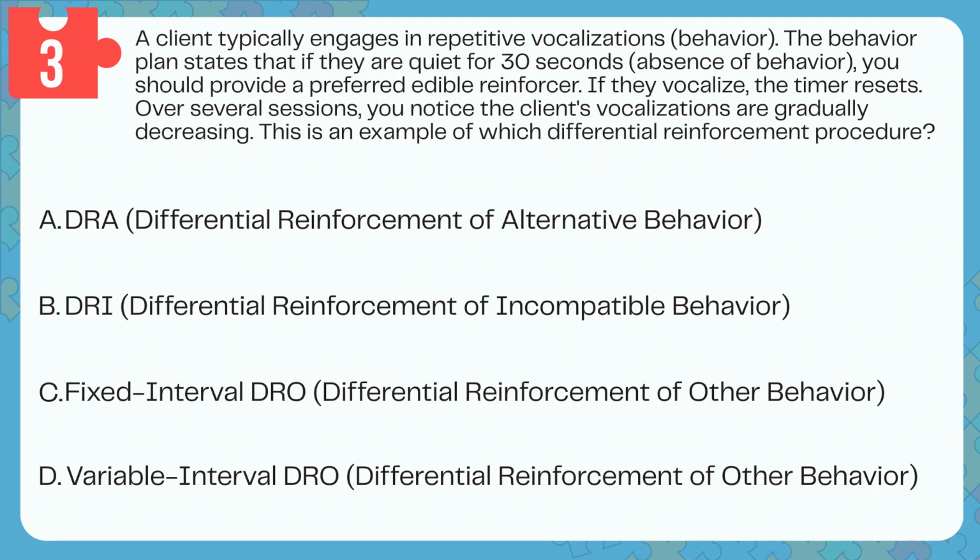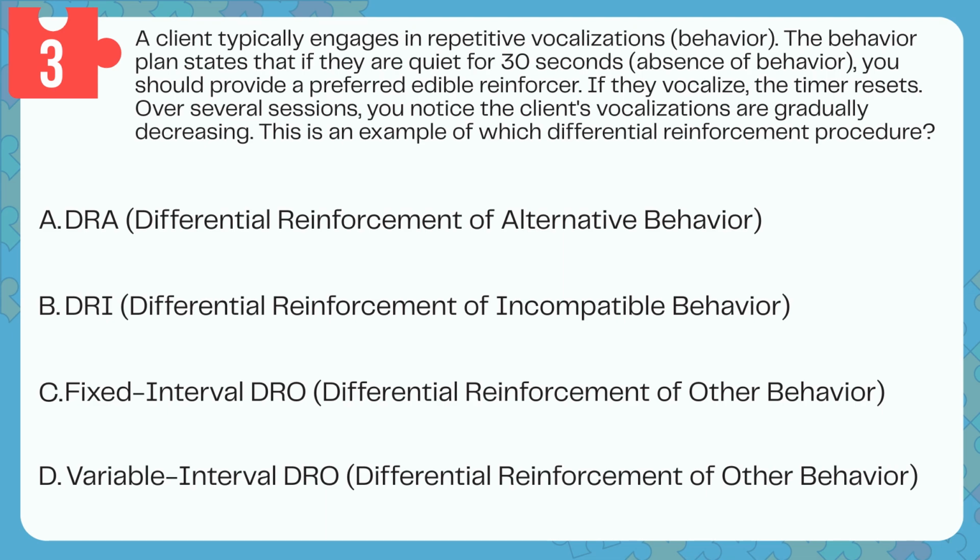Question 3. A client typically engages in repetitive vocalizations, behavior. The behavior plan states that if they are quiet for 30 seconds, absence of behavior, you should provide a preferred edible reinforcer. If they vocalize, the timer resets. Over several sessions, you notice the client's vocalizations are gradually decreasing. This is an example of which differential reinforcement procedure?